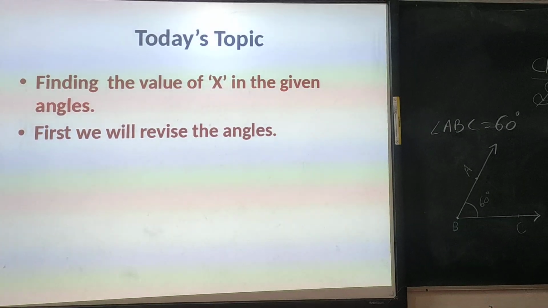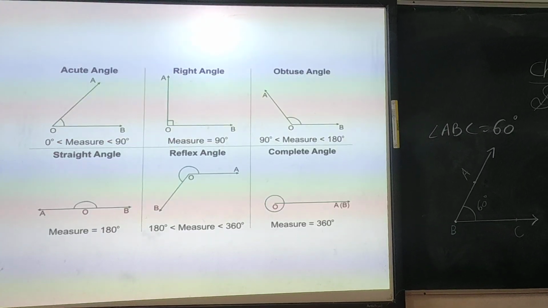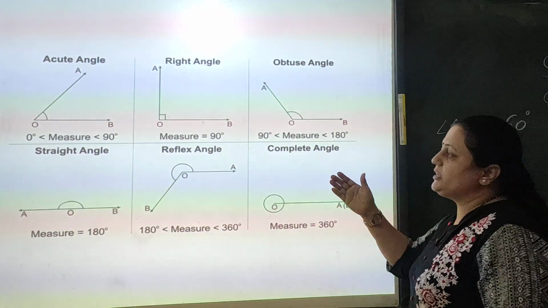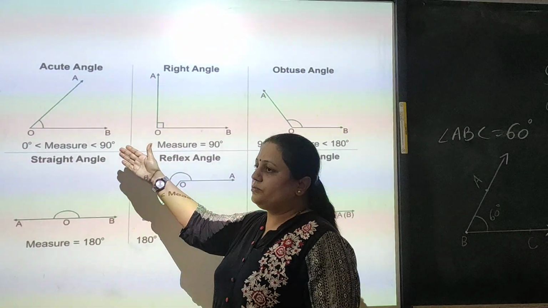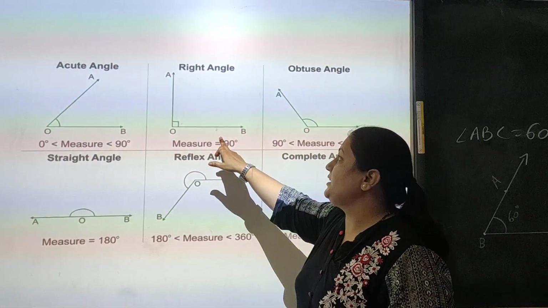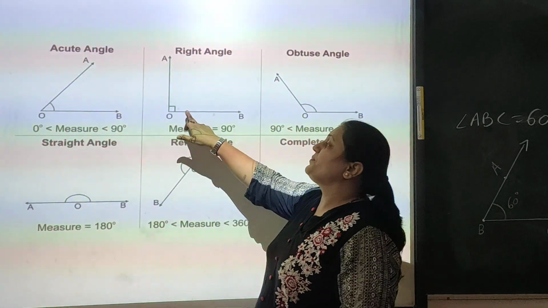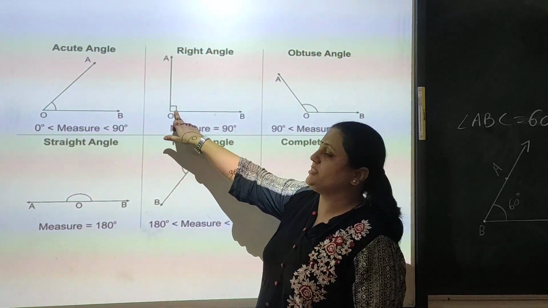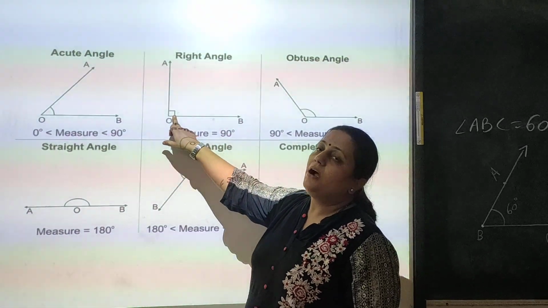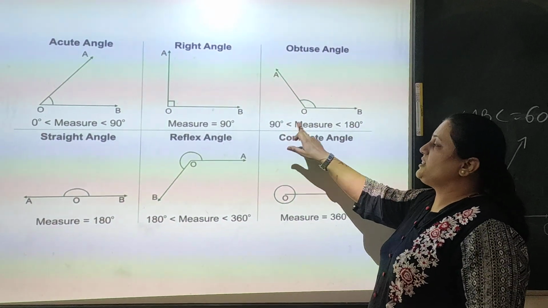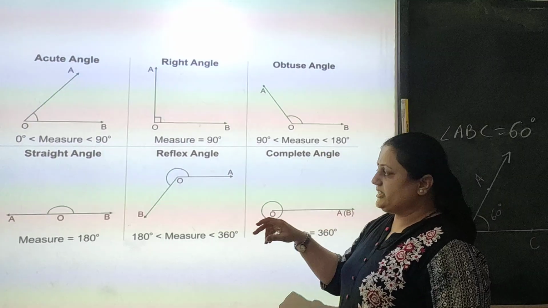So we have seen 6 types of angles. First was the acute angle. What I mean by acute angle is the measure of the angle is more than 0 degree and less than 90 degree. Then right angle, exactly 90 degree. This is the sign. If the measure is not given but this sign is given, we have to understand this is a right angle. Then obtuse angle, its measure is more than 90 degree and less than 180 degree.